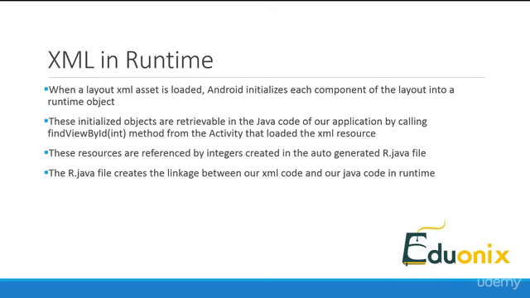The int parameter from the findViewById method call is a reference that is listed in the R.java file that is auto-generated by the Android build systems. This R.java file creates the linkage we need between our XML code and our Java code in runtime and allows us to access our pre-designed UI elements in the application runtime. We will now take a look at how this is done in Android Studio.